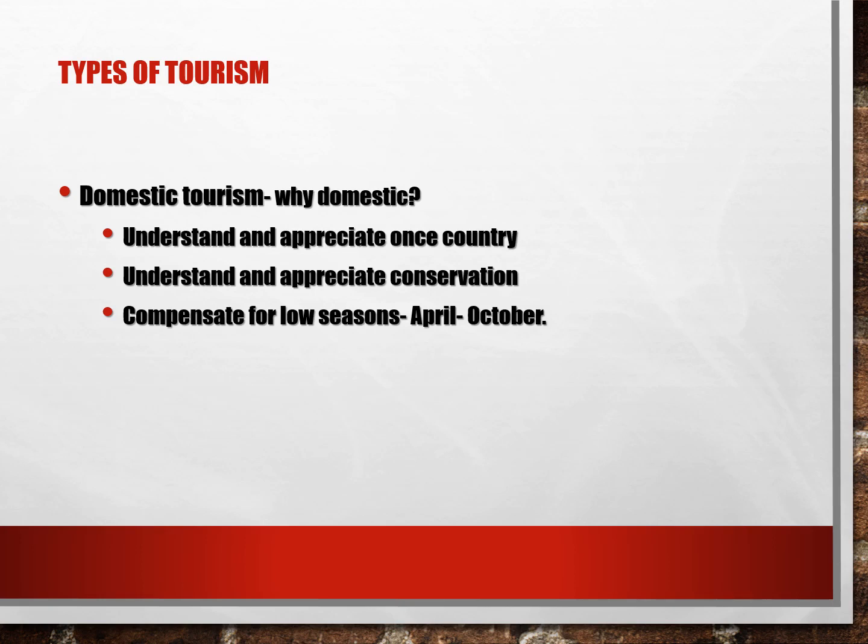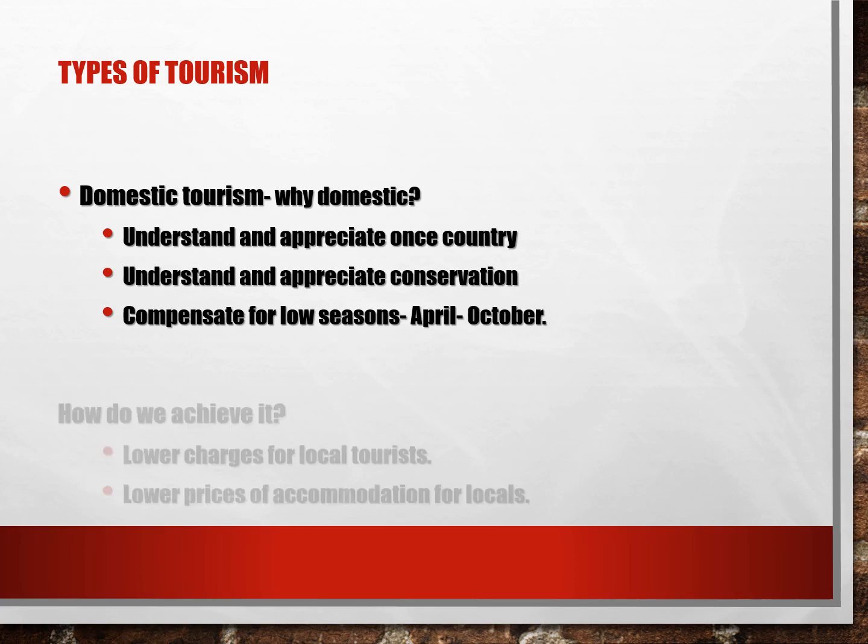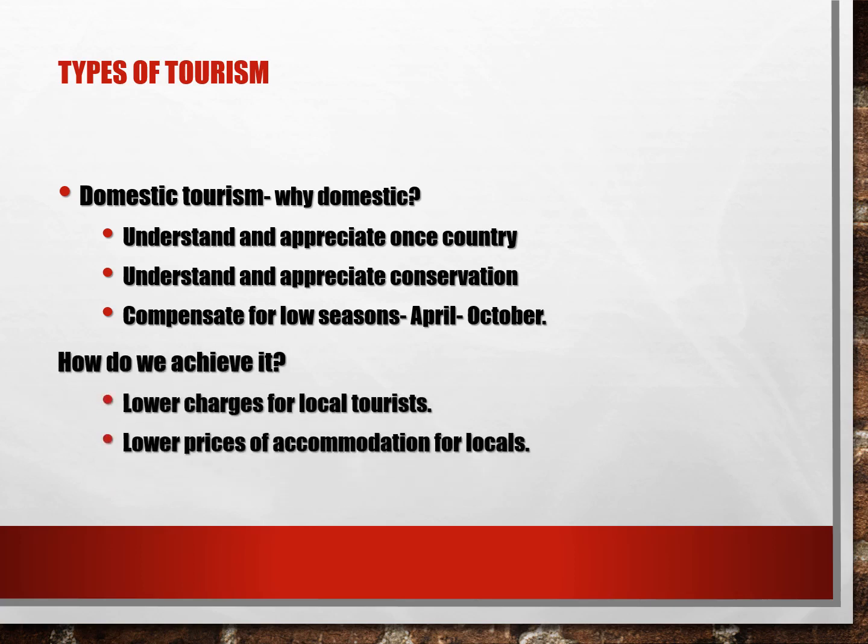The other one is to compensate for the low seasons. We have low seasons, especially in April and October. These are low seasons in this country because we do not have a lot of activity, unlike in December, when most areas in the northern hemisphere are under winter. So when we do not have international tourists, then we encourage domestic tourists so that we compensate for that season. How do we achieve this?